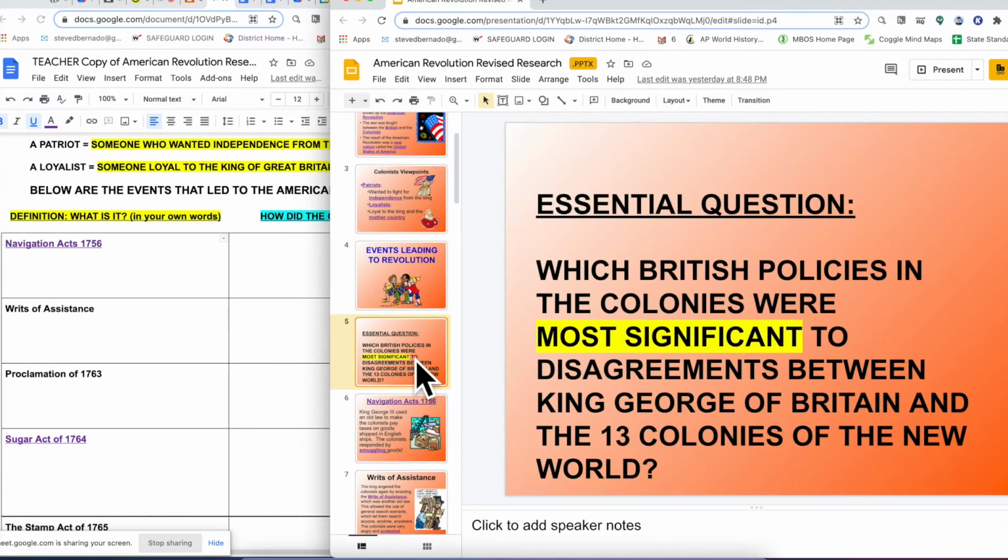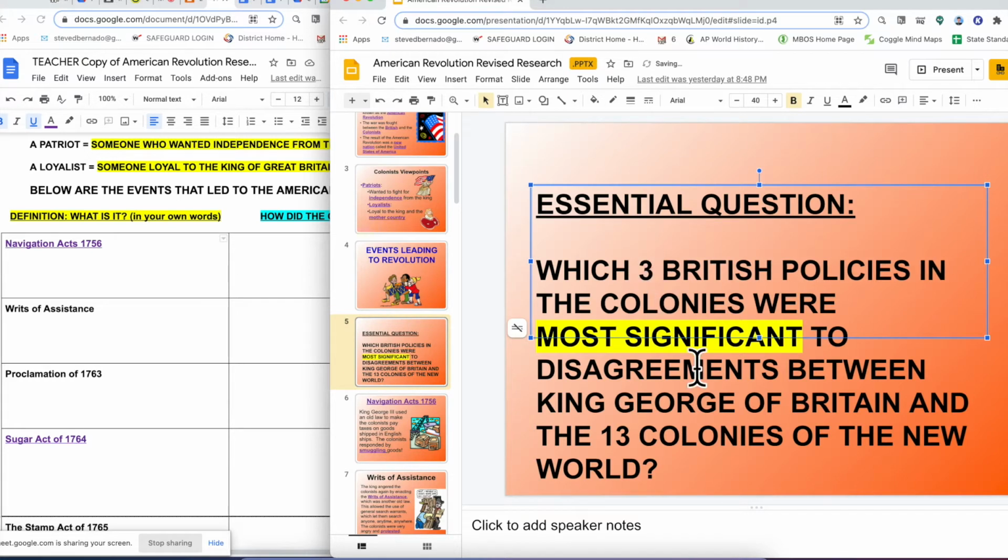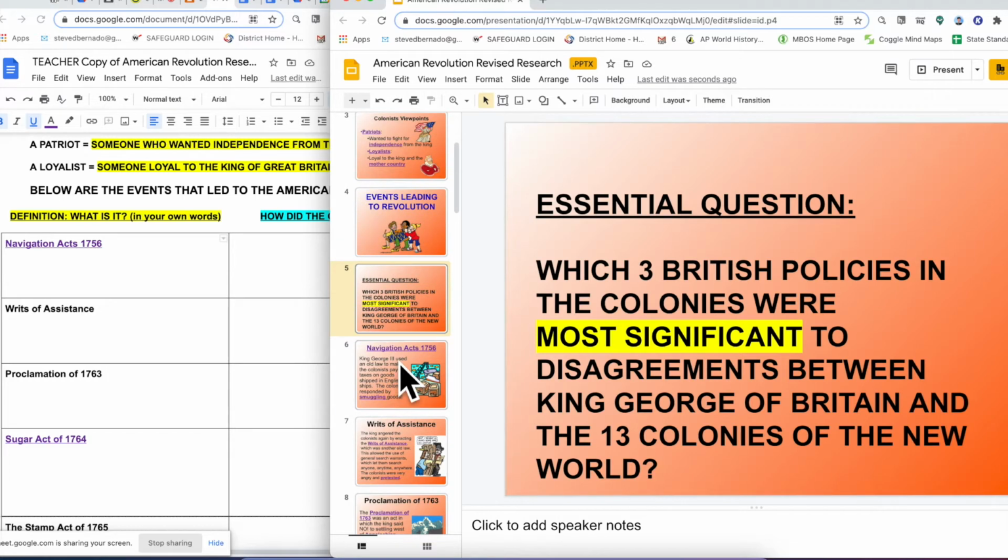So once again, to remind you, which British policies in the colonies were most significant? So let's say which three out of all of them were most significant to disagreements between King George of Britain and the 13 colonies of the New World, which started the American Revolution? Well, the first one we're going to look at is the Navigation Acts.